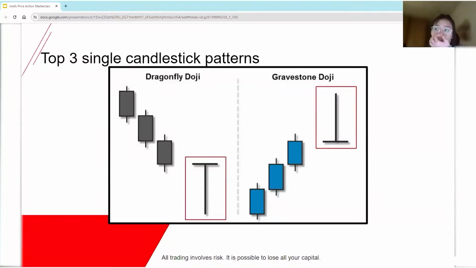Okay, so again, these candlestick patterns are exactly the same. It's just that in this case, we are looking at a bullish candlestick pattern, and over here we're looking at a bearish candlestick pattern.